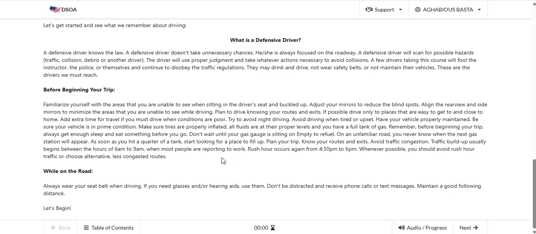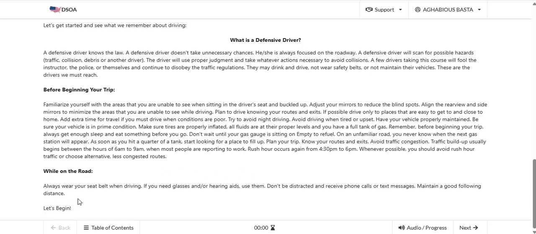Plan your trip. Know your routes and exits. Avoid traffic congestion. Traffic buildup usually begins between the hours of 6 a.m. to 9 a.m., when most people are reporting to work. Rush hour occurs again from 4:30 p.m. to 6 p.m. Whenever possible, you should avoid rush hour traffic or choose alternative, less congested routes.